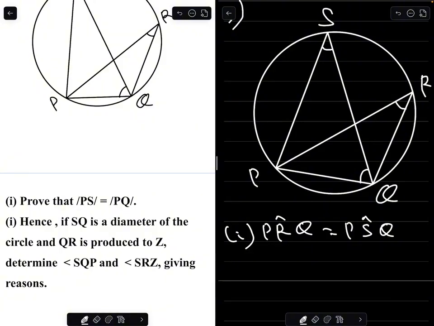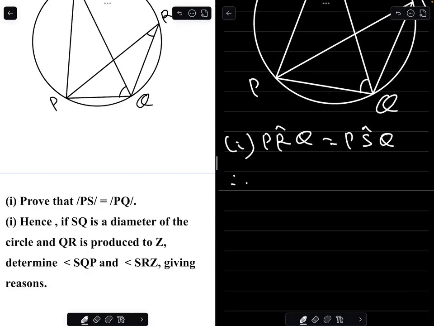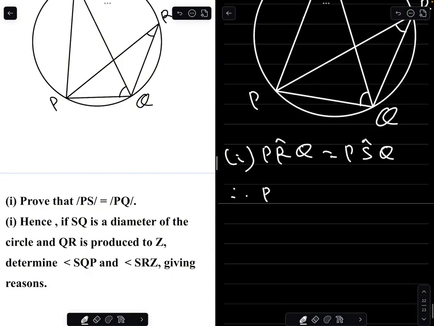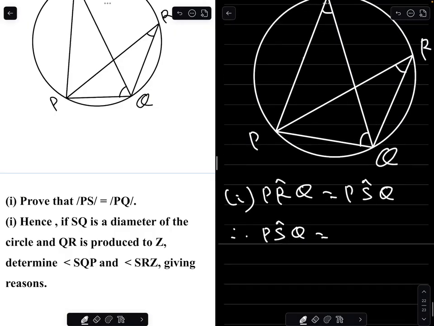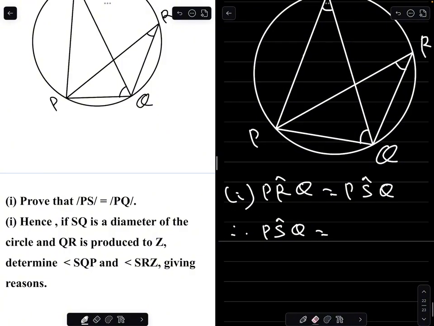So that's it. I can now see that angle PSQ is equal to angle PQS. And if a triangle has two equal angles, it means it's an isosceles triangle. And that means it has two equal sides. And in this case, the equal sides will be PS and PQ. Let me write it this way. I think it will be clearer this way.